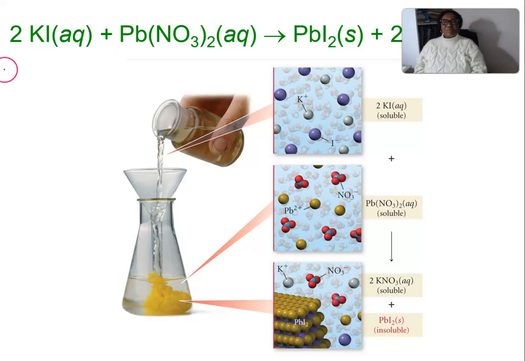So for example, look at this reaction: the reaction of potassium iodide plus lead nitrate to produce lead iodide, which is a precipitate, and potassium nitrate. So this is the aqueous solution, where when you mix it, it produces a precipitate, which is insoluble. You can see it here. Insoluble product.